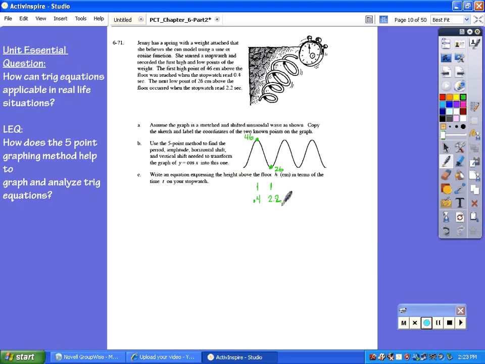And we want to find, assuming the graph is stretched and shifted sinusoidally as shown, copy the sketch, and so on and so forth. Use the 5-point method to find the period, amplitude, horizontal shift, and vertical shift that you need to transform the graph of cosine to this graph. Well, let me give you a couple hints here. First of all, let's write what that general equation is so we know all the pieces we have to find.